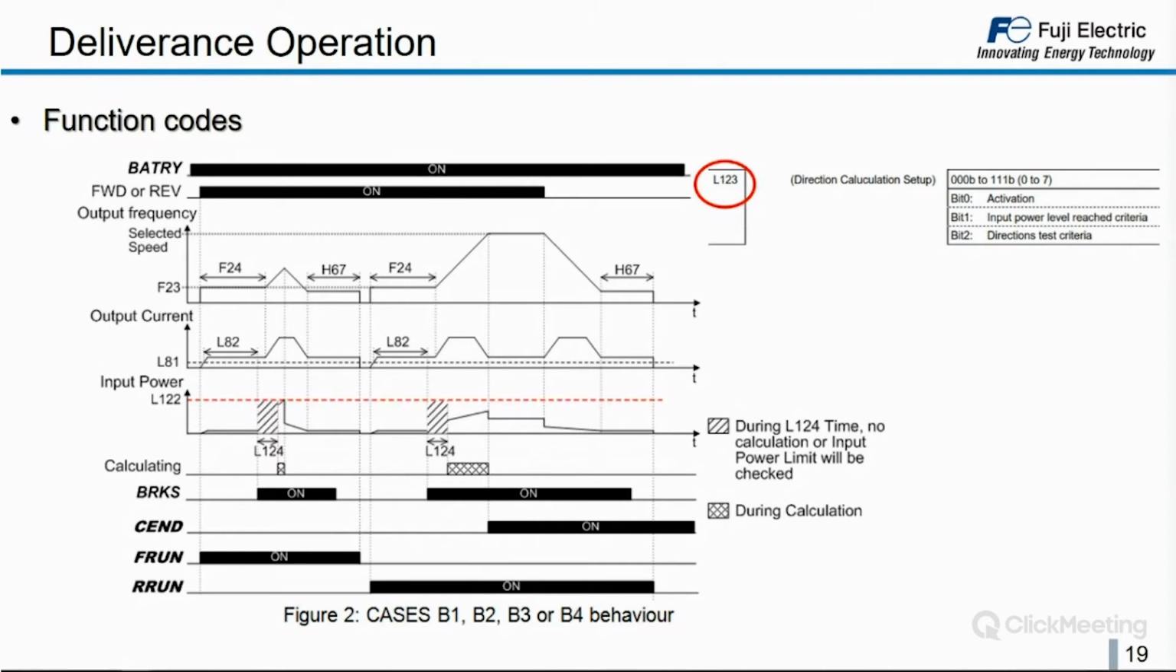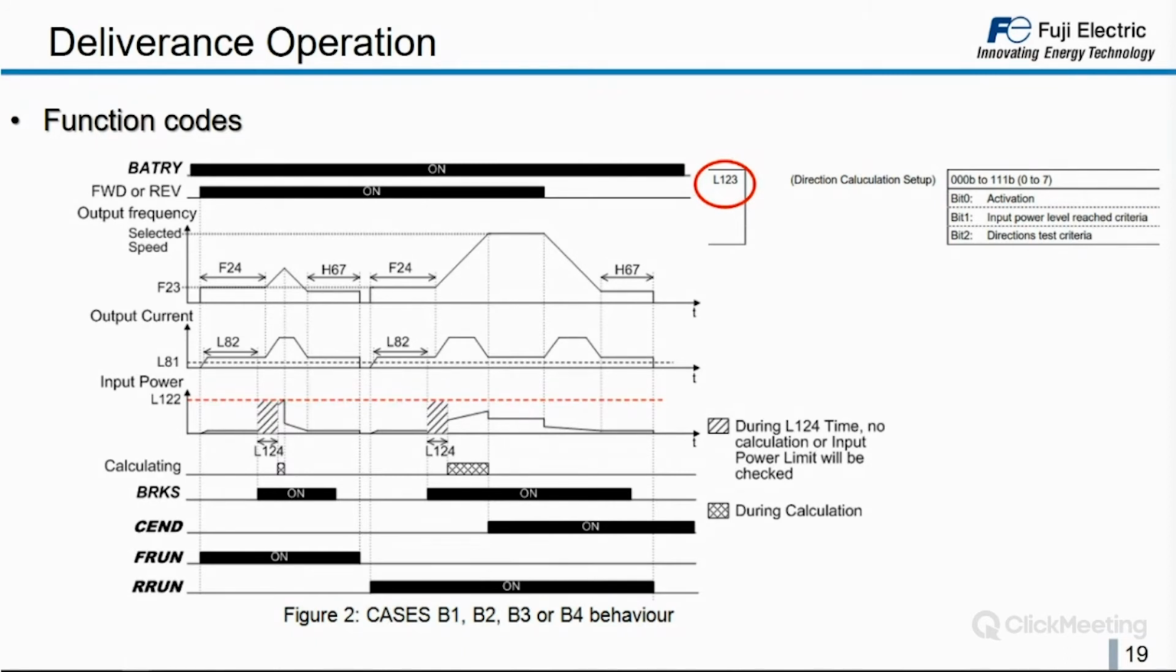As you see in the graphic, the lift starts to move, it accelerates, but during acceleration, after the timing L124, which is a filtering time, we reach the limit L122. So the input power limit is reached, as you can see in the first part of the graphic. So the inverter understands that the UPS or the batteries are not sized for this rescue operation. So automatically, the inverter will stop the lift.